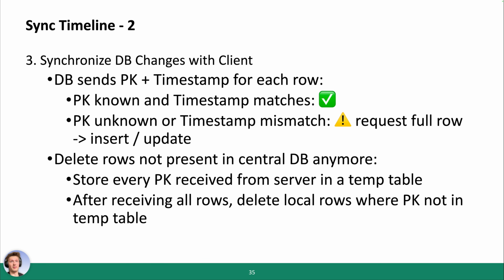Also, one part I messed up in my first versions is that I also need to delete the rows that got deleted in the database, right? So I also store every primary key that gets sent from the database in a table, and after receiving every row, I compare: do I still have primary keys that are not in the database anymore? Then I need to remove them.